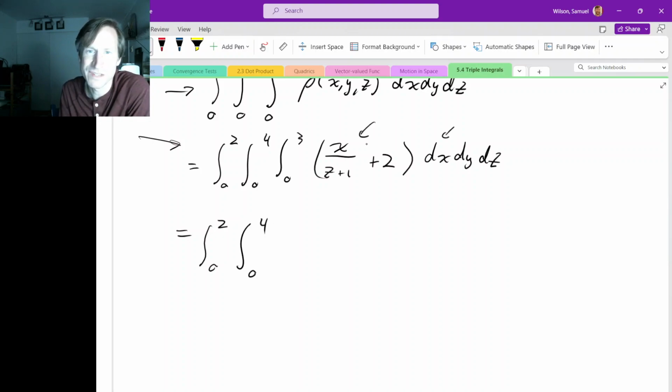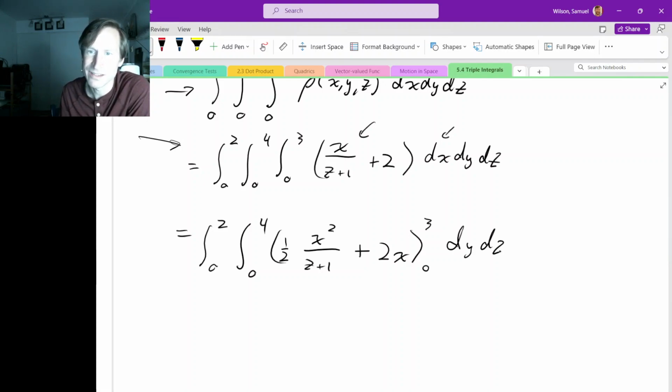So the integral of this mess with respect to x is 1/2 x squared over z plus 1, plus, and then the integral of 2 with respect to x is 2x. Now we need to evaluate this at 0 and at 3, and then dy dz is still waiting for us to integrate those variables. So integral from 0 to 2, integral from 0 to 4.